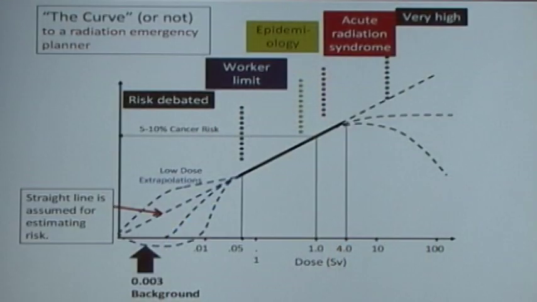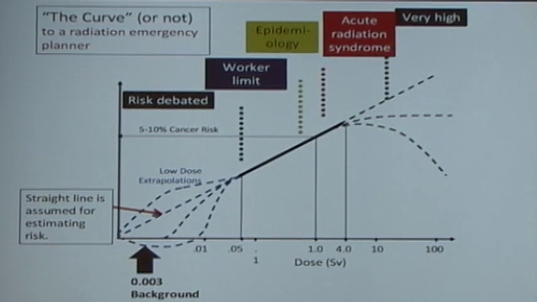So as a radiation emergency planner, I have to think about what dose people are going to get. And this is sort of the curve. And I call it a curve or not because the shape of the curve is really up for debate, and it's a really important concept to get. So at the very high doses above 10 sievert, those are lethal doses. You may get those in a reactor accident when someone is almost inside the reactor. That will lead to radiation-induced death.